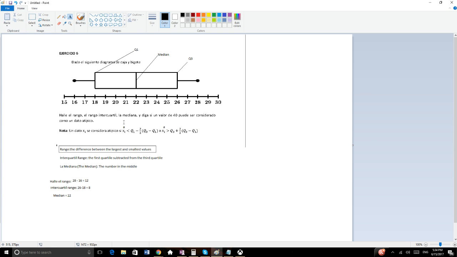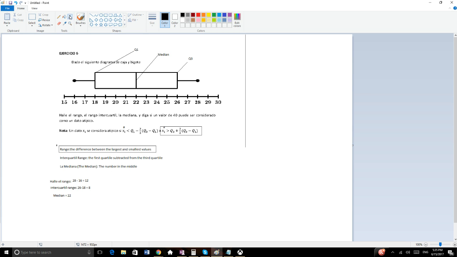Okay. So if a is less than this equation right here, which I'll explain in a second, or if it's greater than this equation right here. Well, we know that 40 is greater than this graph, so this is the equation that we want to use because we know that 40 is bigger than what the graph is, and we want to know if it's atypical, so we're going to use this equation here.